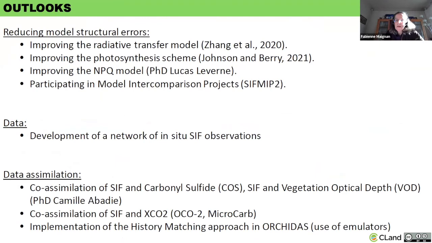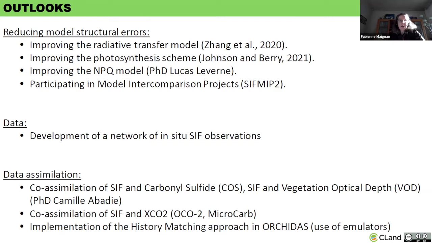So for the next move, we still have to reduce the model structural errors. So we improve the radiative transfer model, the photosynthesis schemes, the NPQ model. We are participating in a model intercomparison project, because looking at the other land surface models, the model SIF is really all over the place. There are still huge uncertainties in understanding this new data. We will also take advantage of the growing network of in situ SIF observations.